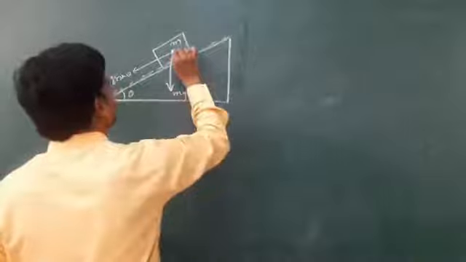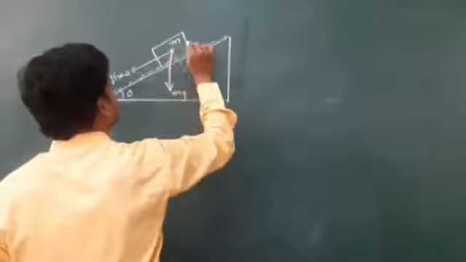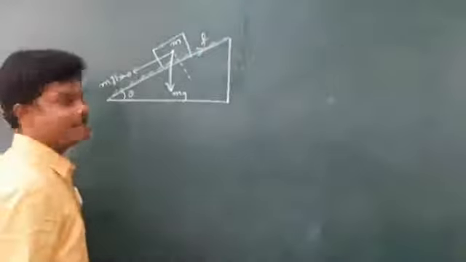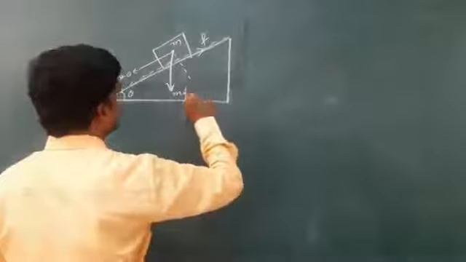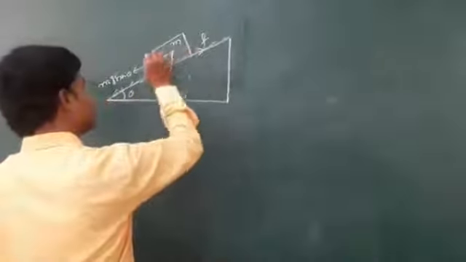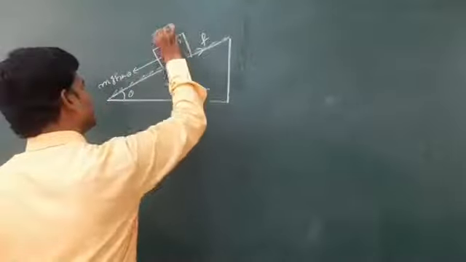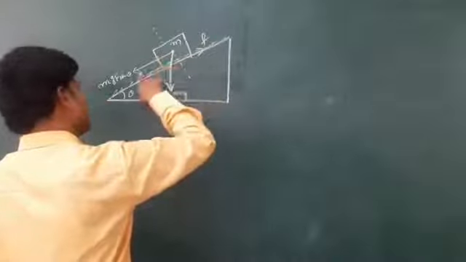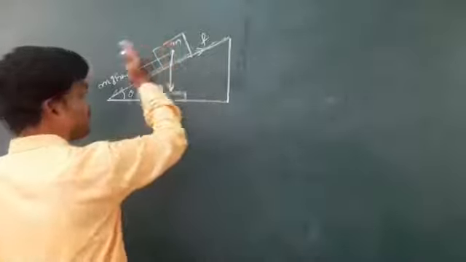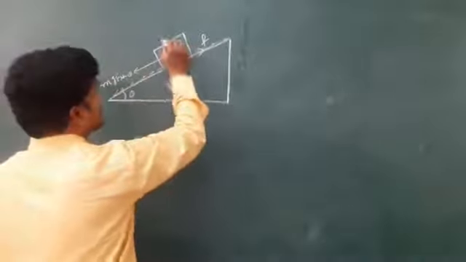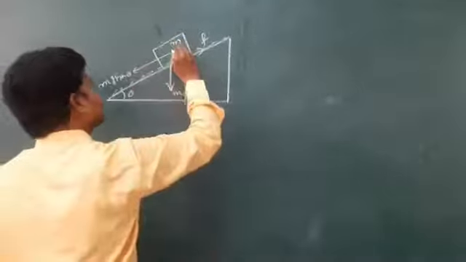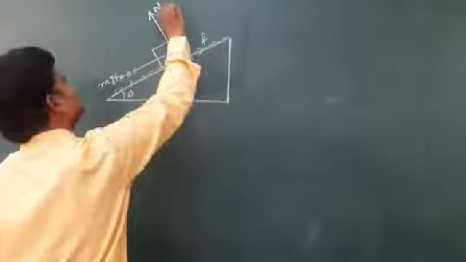Initially the normal reaction is in this direction, and the frictional force is acting at this point. The normal reaction may shift like this due to this force. If these two are balanced, the normal reaction is at the center. If this is dominating, the normal reaction will shift. The maximum shift in normal reaction is half of this size. So let me draw the normal reaction like this only.